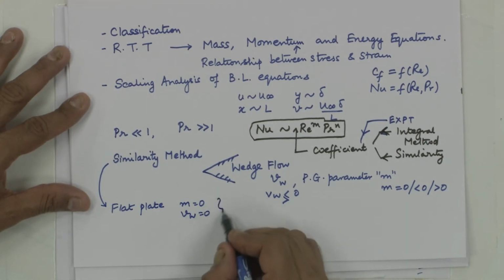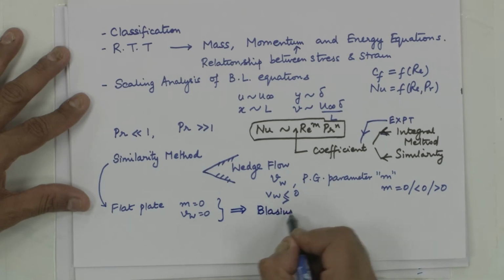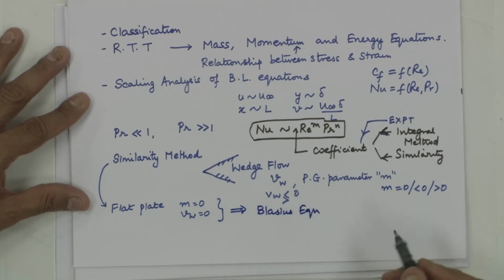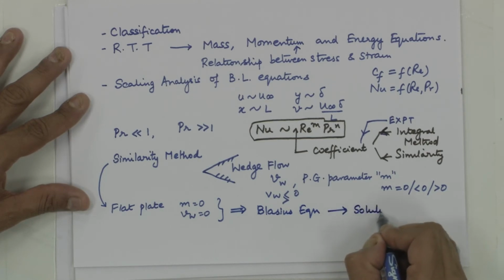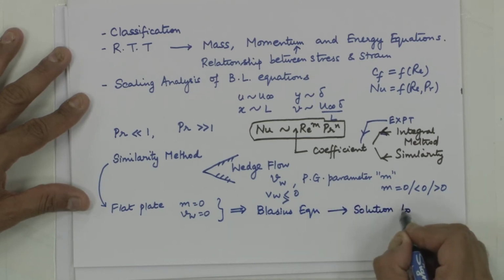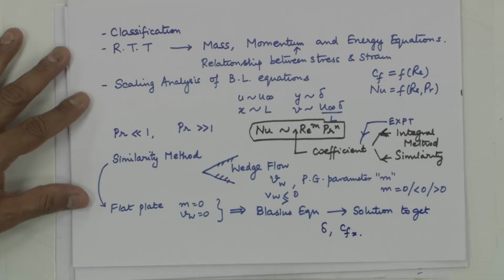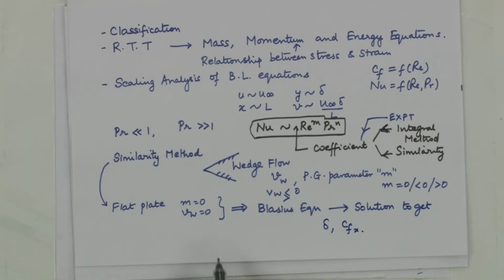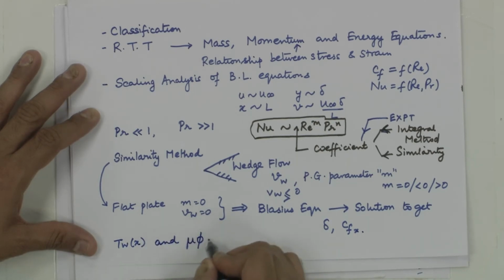This gave us the Blasius-like equation, and this was solved, or the solution was presented for getting the boundary layer thickness and coefficient of friction. A similar thing was done for the energy equation, where we said that you can have Tw as a function of x and viscous dissipation is not equal to 0. Equation was derived.